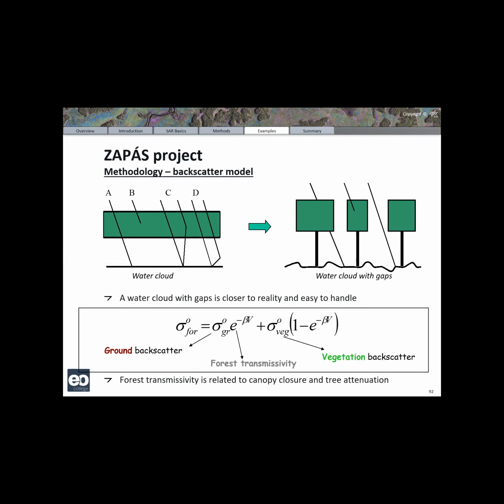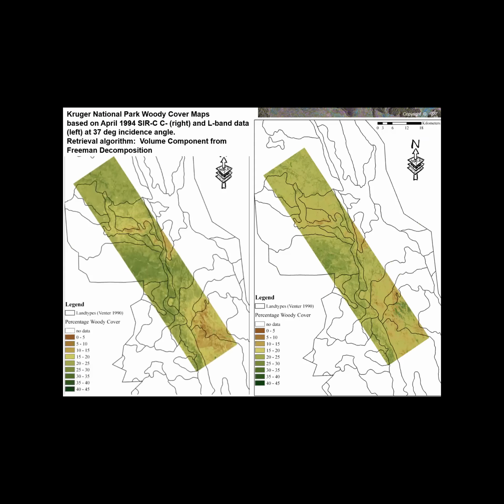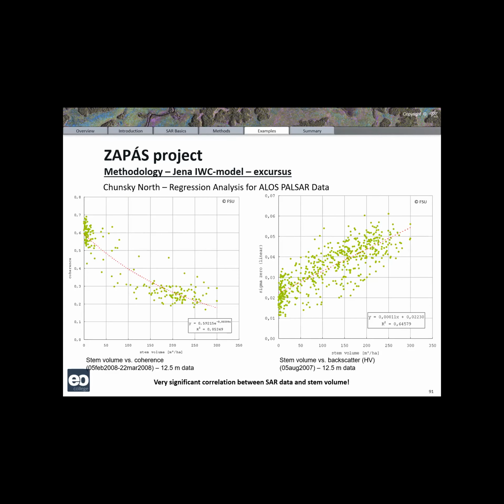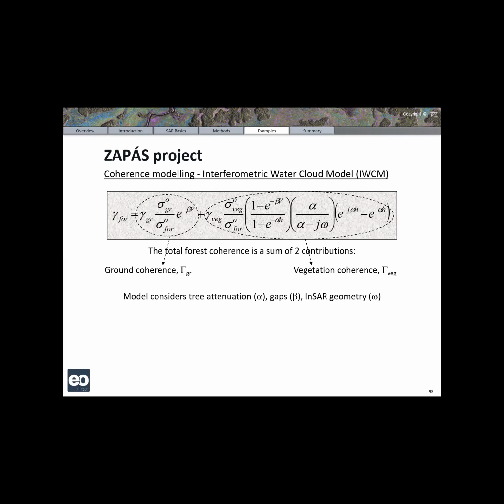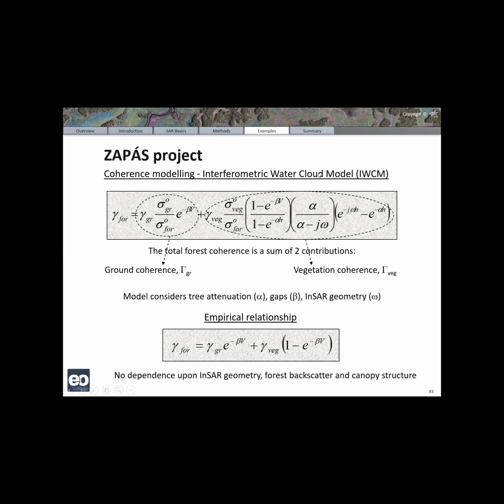Okay, now I'm jumping quickly from South Africa to Siberia. There are similar things we saw before, so there is nothing new in this one, except that this water cloud model was then extended to interferometry, and there are also lots of publications on this. And it's nice that we are not only looking at sigma naught, ground and forest, we are also including now gamma, the coherence. We also train a model on what is the gamma from ground and what's gamma from vegetation. And we extend these extinction factors with referring to attenuation gaps between the trees and geometry of the interferometric system.